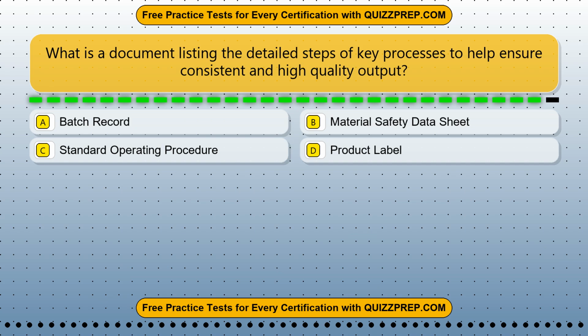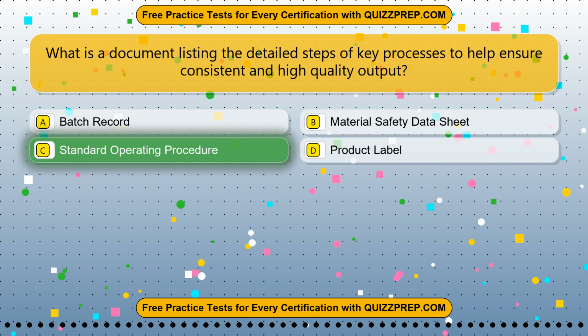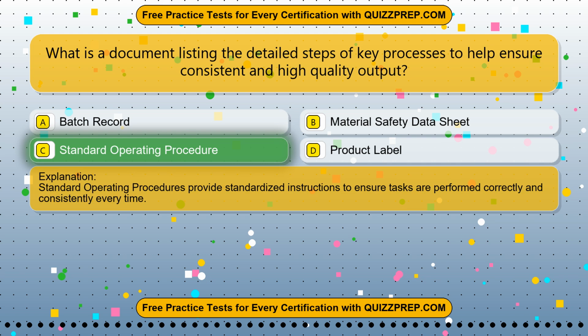Question 24. What is a document listing the detailed steps of key processes to help ensure consistent and high-quality output? Option A, batch record. Option B, material safety data sheet. Option C, standard operating procedure. Option D, product label. The correct answer is option C, standard operating procedure. Standard operating procedures provide standardized instructions to ensure tasks are performed correctly and consistently every time.